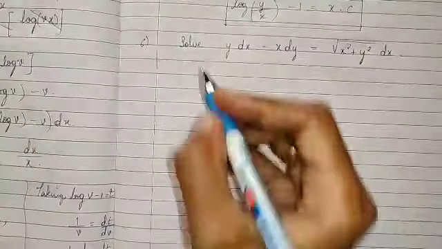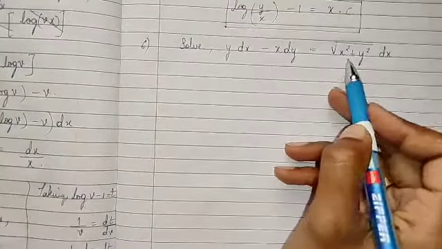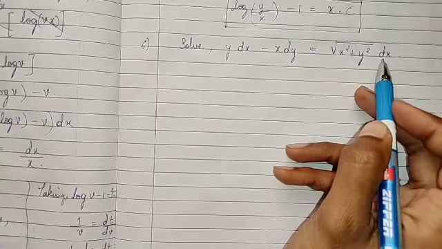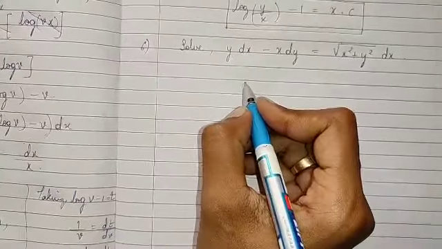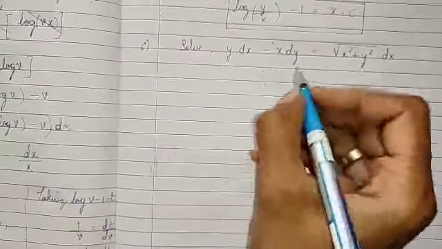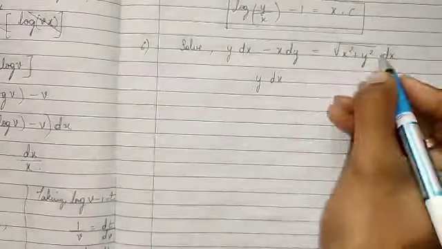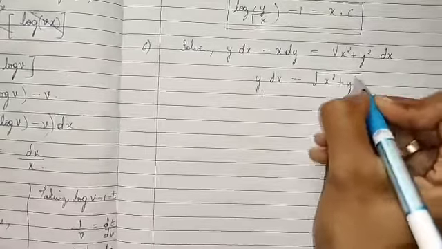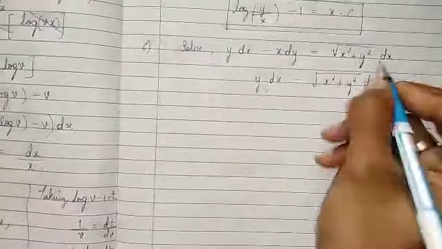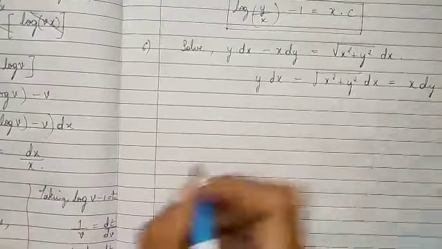Our next question is: solve y dx minus x dy is equal to root of x square plus y square into dx. So here we have to separate the variables first, right? And we have to make it in the form of y by x, right? So I'll bring dx terms together, that is y dx, this is also a dx term, so minus root of x square plus y square dx. I'll bring this to the other side, is equal to plus x dy, right?